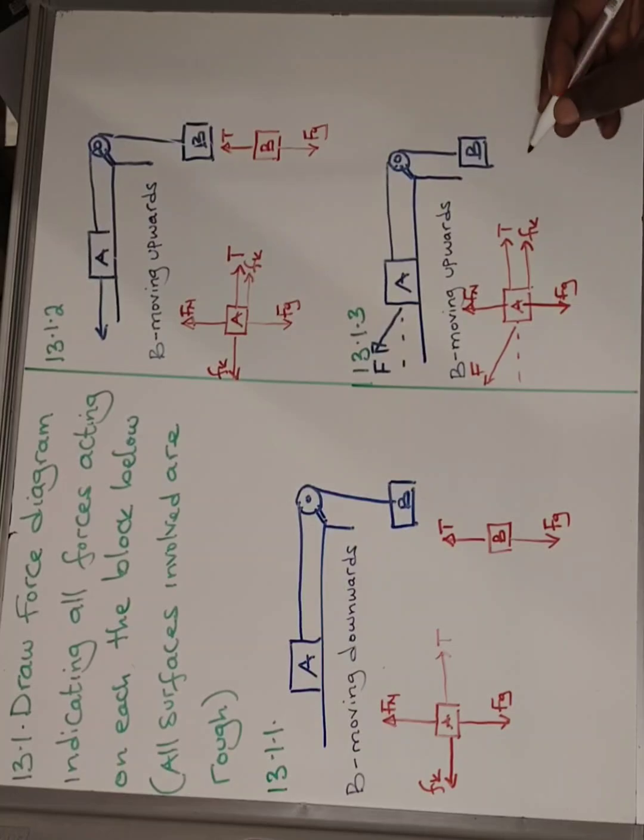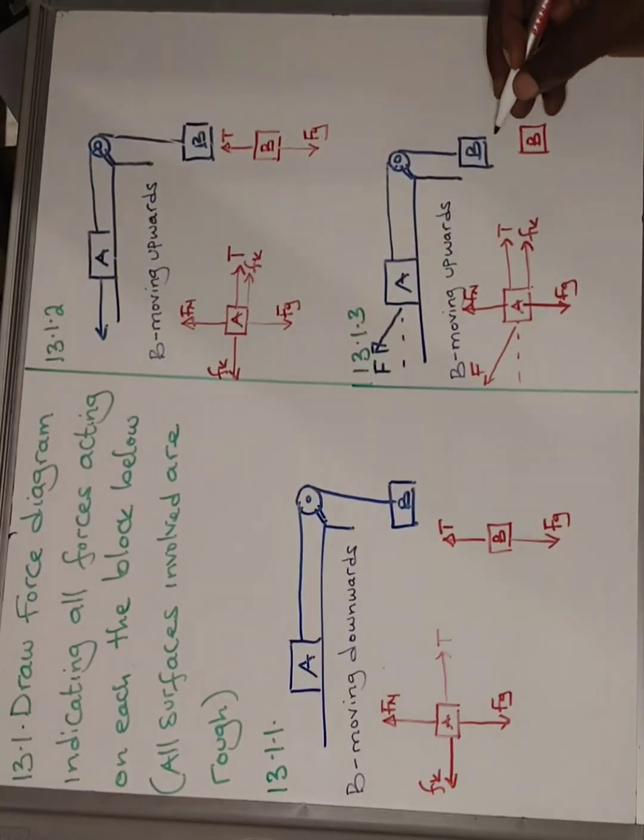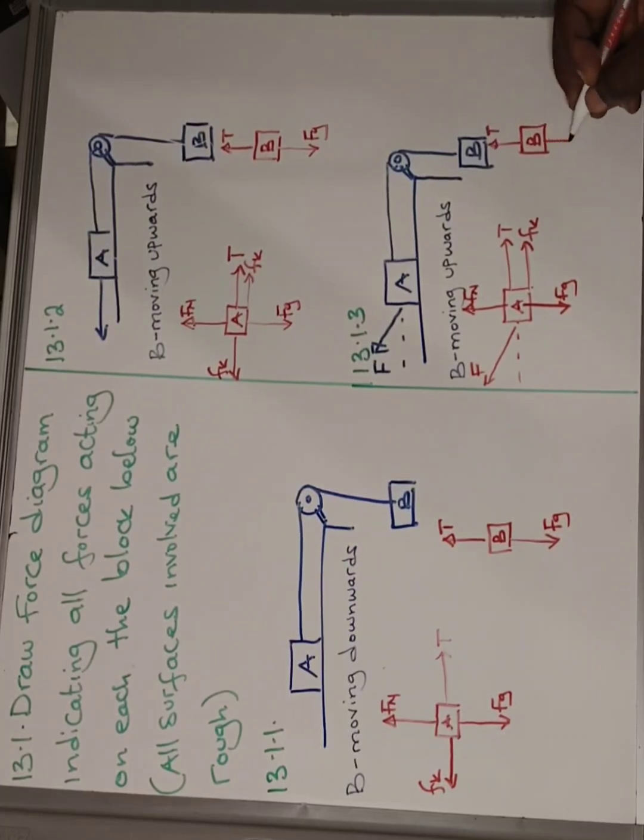Let us go to B. What are the forces which are acting on B? First one, the string causes tension, and our Fg as usual goes vertically downwards. So what we see here are the forces which are acting on B. Let's continue.